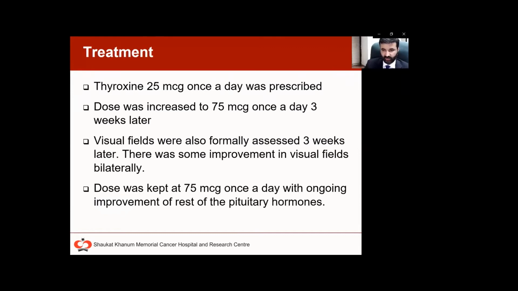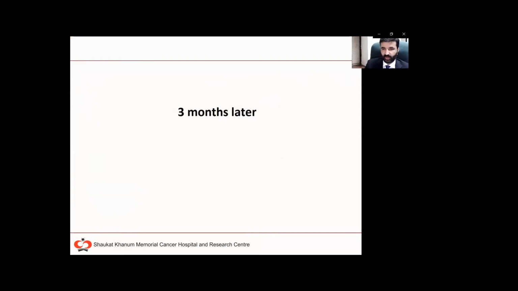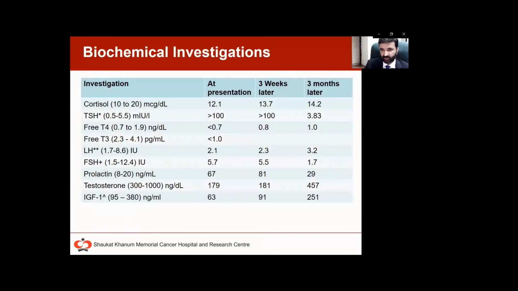We kept the dose of thyroxine at 75 micrograms once a day with improvement in the blood tests of the patient. I've chosen the timeline of 3 months, although we did some blood tests prior to that as well, because that's when we noticed significant biochemical change in his blood tests.